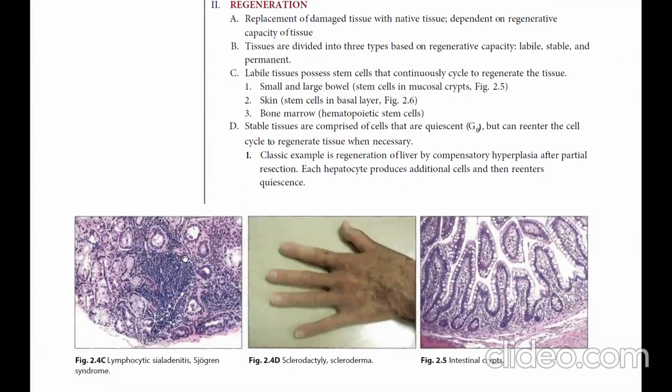In this page, the lymphocyte infiltration of the salivary gland, also called lymphocytic adenitis, which we can see in Sjogren's syndrome. Sclerodactyly, scleroderma of the patient's hand, and intestinal crypts.